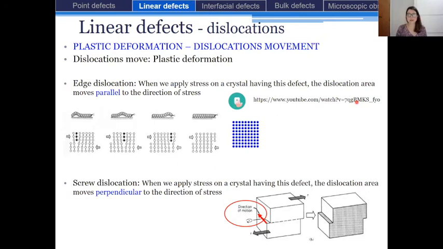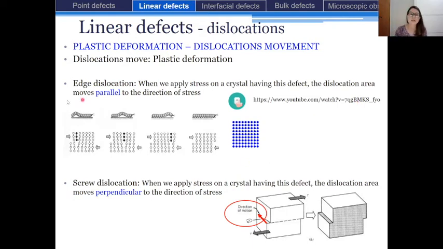Okay, so we presented a dislocation. We saw the Burgers vectors that enable us to express the magnitude and direction of the lattice distortion. And now let's consider what is happening with this dislocation. So as we explained in the previous example, we saw that during plastic deformation, there is a movement of this dislocation.